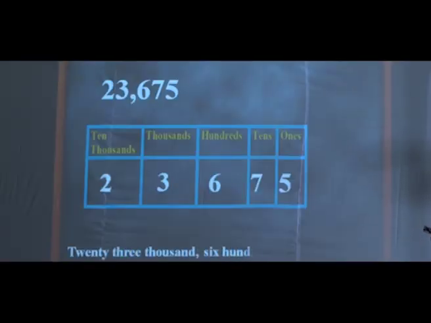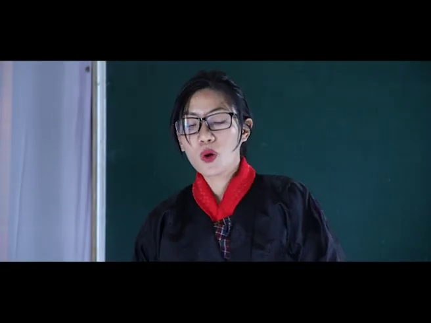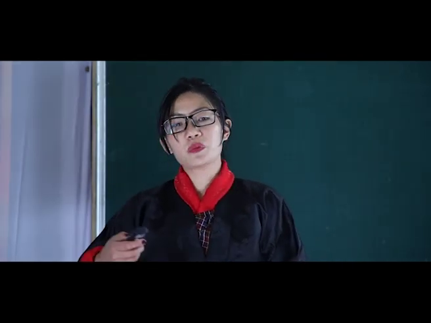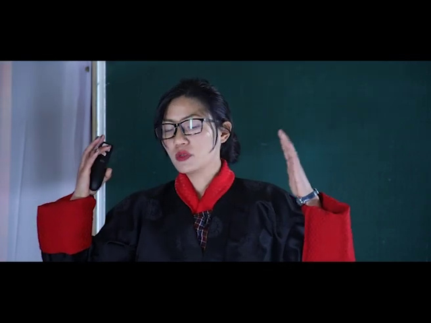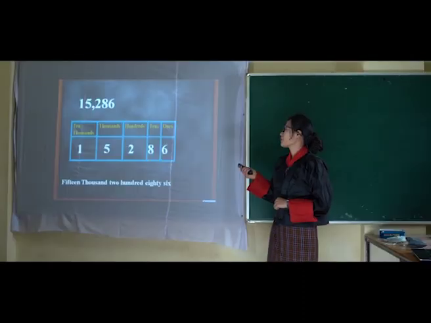We read this number now as 23,675. 23,000. It is separated by the comma here. Okay? 23,675. Did you understand this part? Well, if you can read 5-digit numbers correctly, it would be easier for you to read even larger whole numbers, which we are going to see soon.